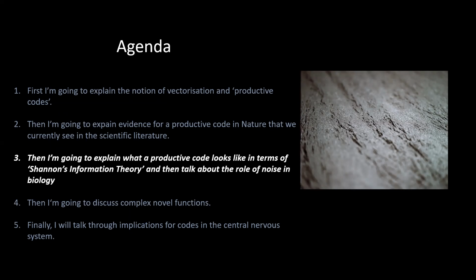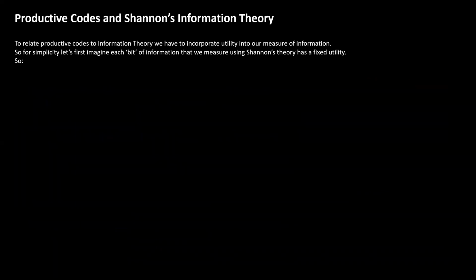So now I've done this review of the literature. I'm going to take another step back and just say briefly what the productive code looks like in terms of Shannon's information theory. Because obviously Shannon's information theory is really important for understanding code and error correction and all of this stuff. But it also relates to the role of noise in biology, which is another strand beyond genomics. We can talk about how noise might feature in developmental biology and systems biology.